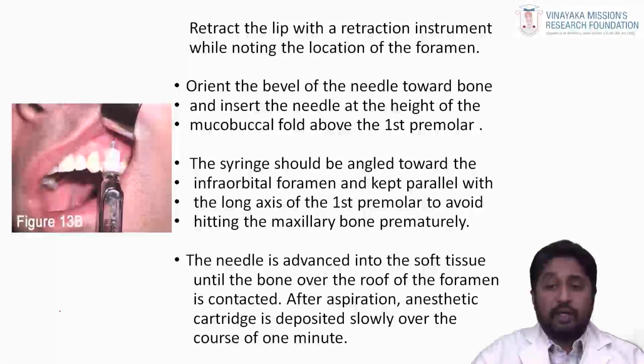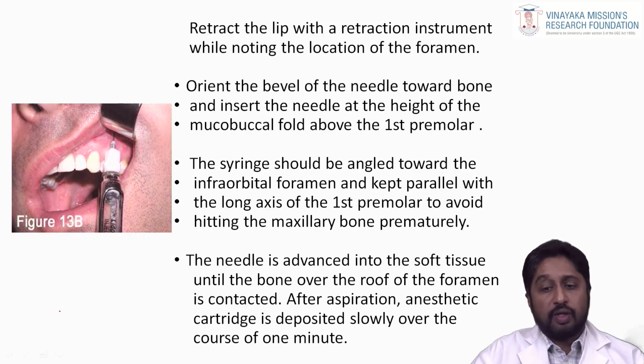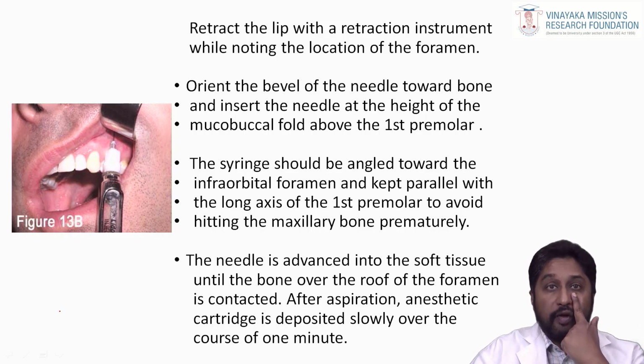Retract the lip while noting the location of the foramen, and orient the bevel of the needle towards the bone. Insert the needle at the height of the mucobuccal fold of the first premolar. The syringe should be angled towards the infraorbital foramen and kept parallel with the long axis of the first premolar to avoid hitting the maxillary bone prematurely. Here you can see in this picture that from the first premolar, it goes straight into the infraorbital foramen. That will be a landmark.